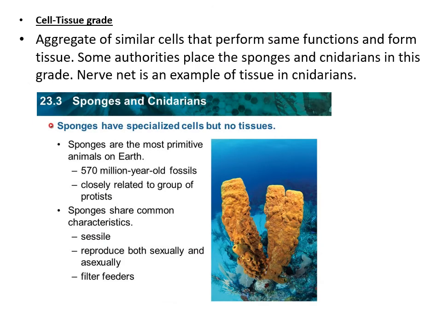The tissue level of organization, cell tissue grade. It is considered cell tissue grade: an aggregate of similar cells that perform the same function and form tissue. You can't call it completely tissue grade, but here it is cell tissue grade. Some call sponges tissue grade. Sponges are the best example, the most primitive animals on earth. This exhibits cell tissue grade of organization.